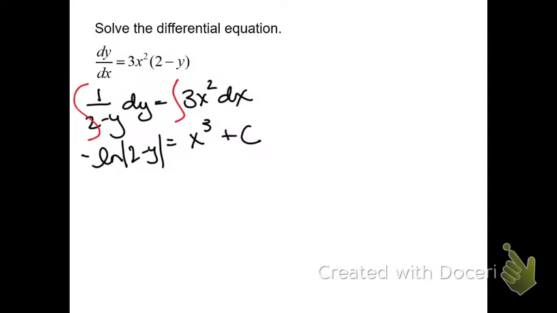Okay? Now get rid of your negative. If there's anything in front of the natural log, always get rid of that before exponentiating. So I'm going to multiply everything by negative 1. So we get a negative x cubed. And remember, negative 1 times c, we still just write c because it's still a constant that I don't know what it is. Now to undo the natural log, we exponentiate.